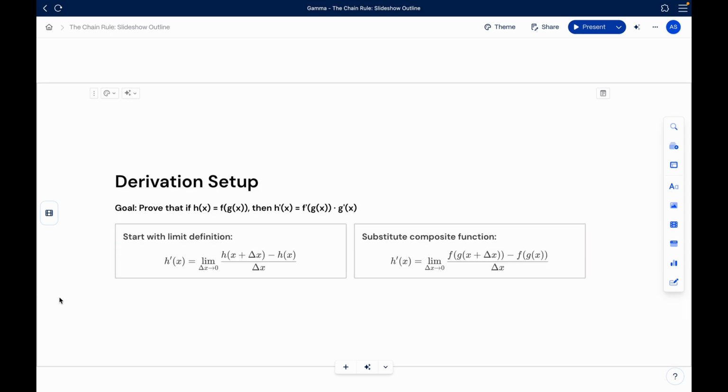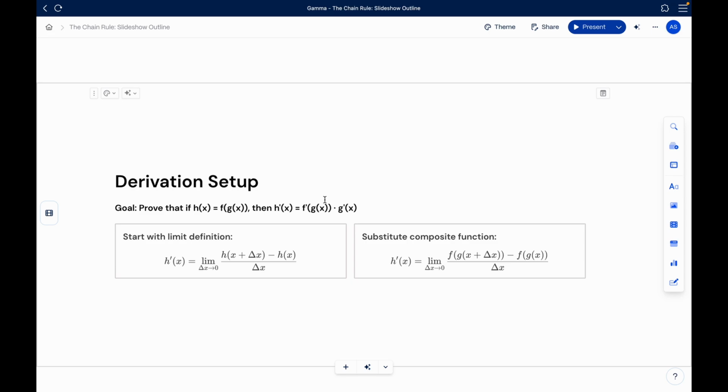Let's start proving that if h of x is equal to f of g of x, then h dash of x is equal to f dash of g of x times g dash of x. So the first thing is to start with the limit definition, where h dash of x is equal to the limit as delta x approaches 0 of h of x plus delta x minus h of x, divided by delta x.